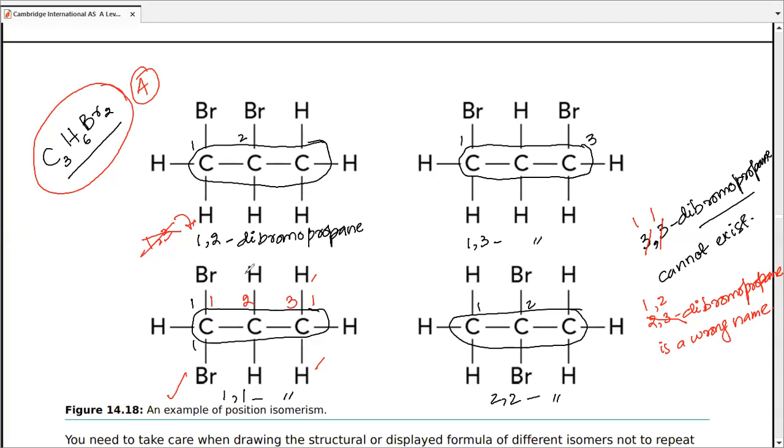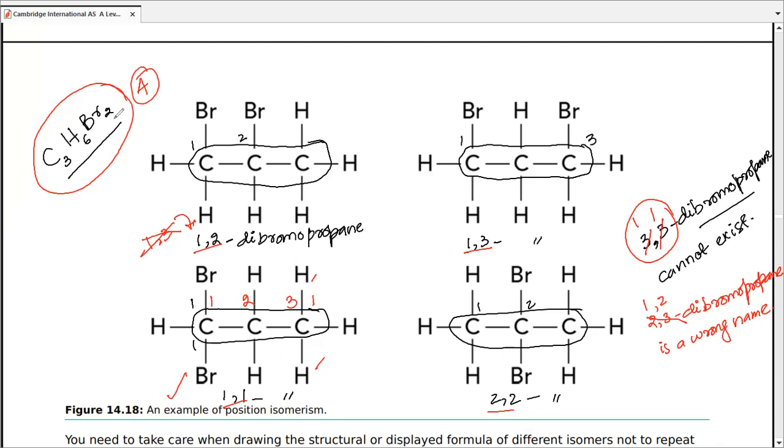So yeah, they're positioned differently. 1,2, 1,3, 1,1, and 2,2 give us the idea that these four would exist. Now you need to carefully consider that 3,3 may come across your mind, but that won't be possible. Mathematically speaking, this can be a probability. Chemically speaking, as per the rules of nomenclature, this is a wrong way of naming. All right. So mathematically, you can come up with many different possibilities, but not all of those possibilities are going to be correct.